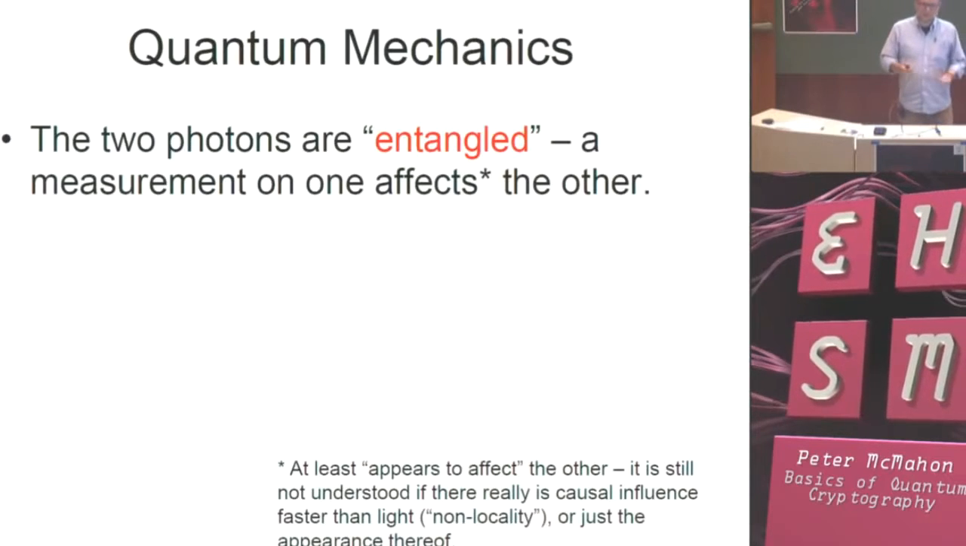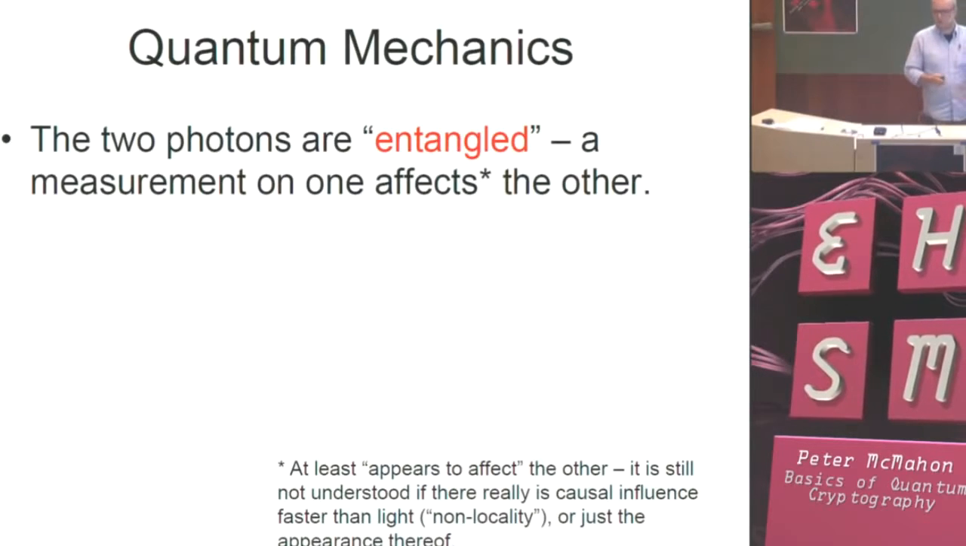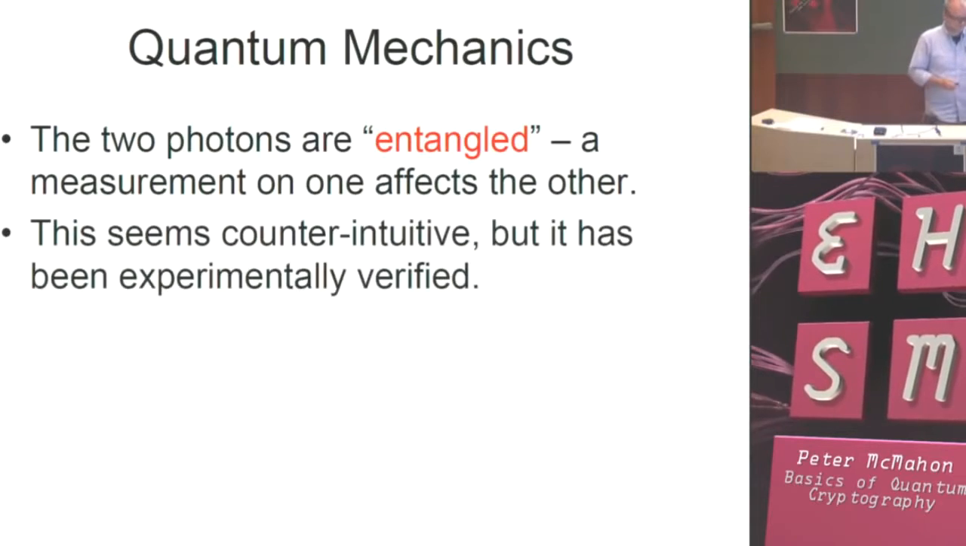So we say that this kind of state is one where the photons are entangled. And one of the features of an entangled state is that a measurement on one of the particles seems to affect the other particle. And people argue about whether it's really affecting it or whether there's some other sort of philosophical explanation for what's going on, but certainly it appears to affect it. This seems really counterintuitive. It seems like this is probably some kind of mistake, but it turns out that people have done these kind of experiments and that they work out.